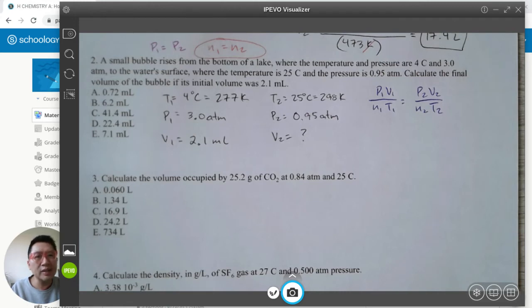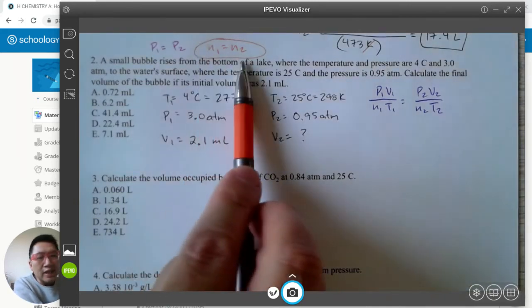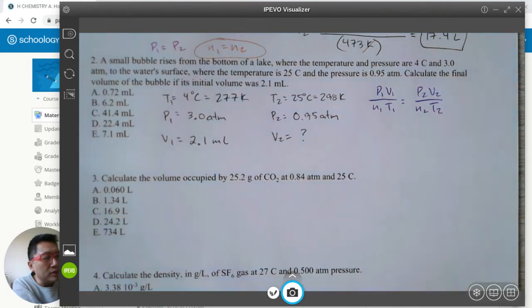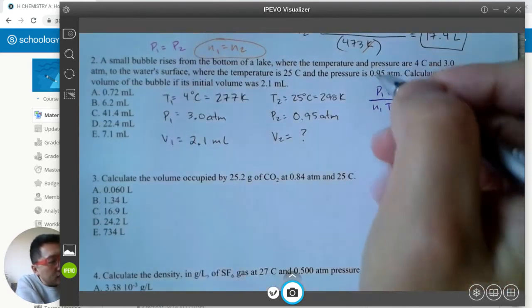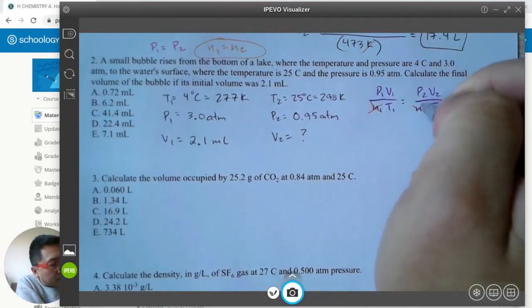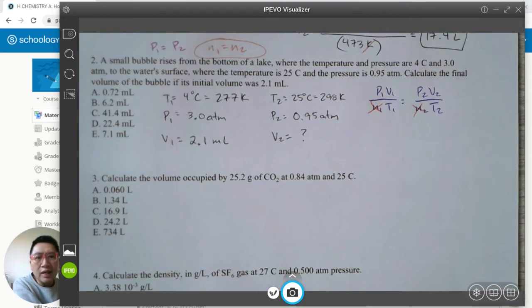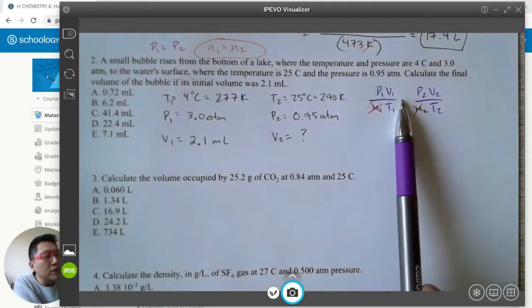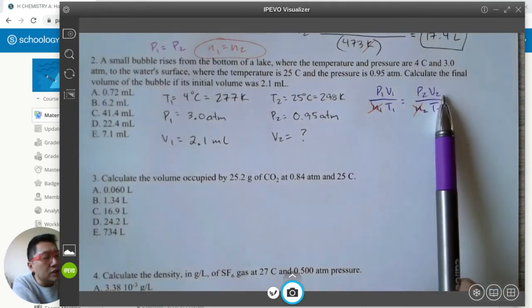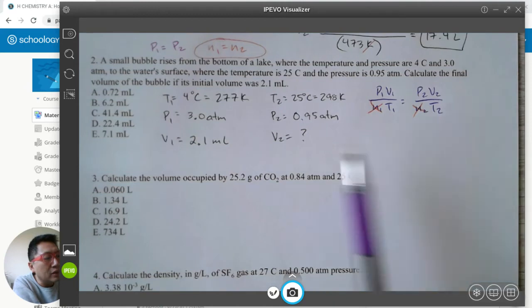Yes, it increased in size. Yes, the temperature changed. Yes, the pressure changed. But you didn't remove the number of molecules from the bubble. So in other words, N1 equals N2 in this problem as well. And if N1 equals N2, they'll cancel out, so I'm crossing them out. Your overall equation then is P1 times V1 over T1 equals P2 times V2 over T2. We are, again, trying to solve for V2.